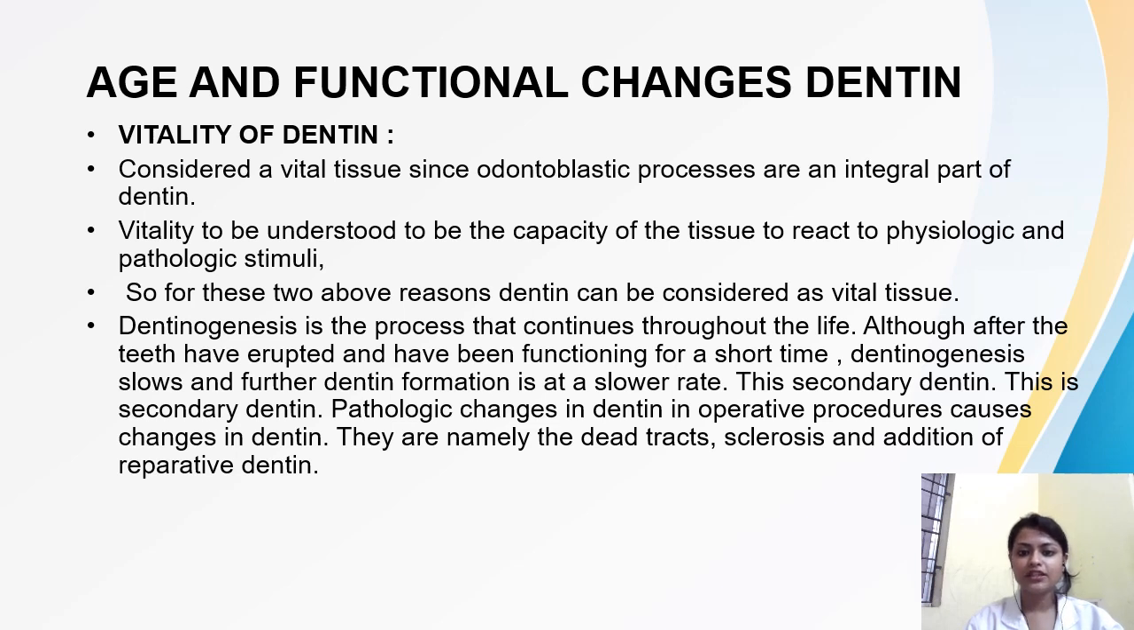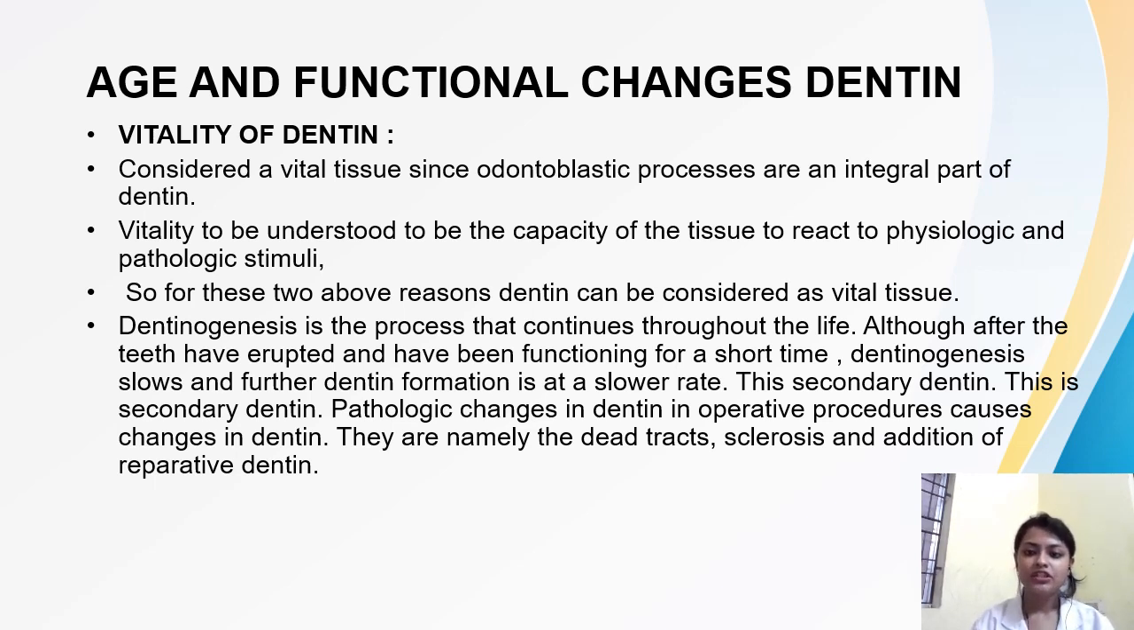Dentinogenesis is the process that continues throughout life. Throughout life, we will have dentinogenesis. Although after the teeth have erupted and have been functioning for a short time, dentinogenesis slows and further dentin formation is at a slower rate. How it was in the initial stage, the rate won't be the same. As age grows, it will be slow. This is secondary dentin, what is found after the root formation.